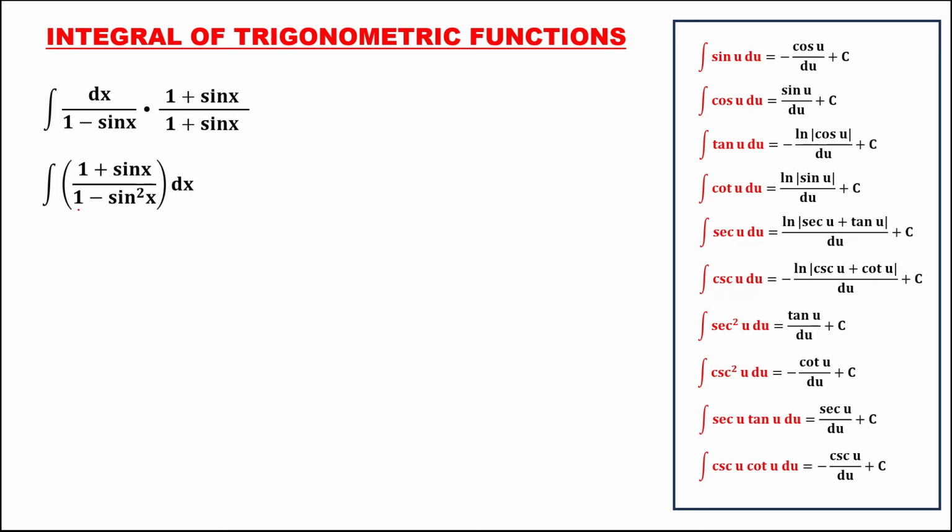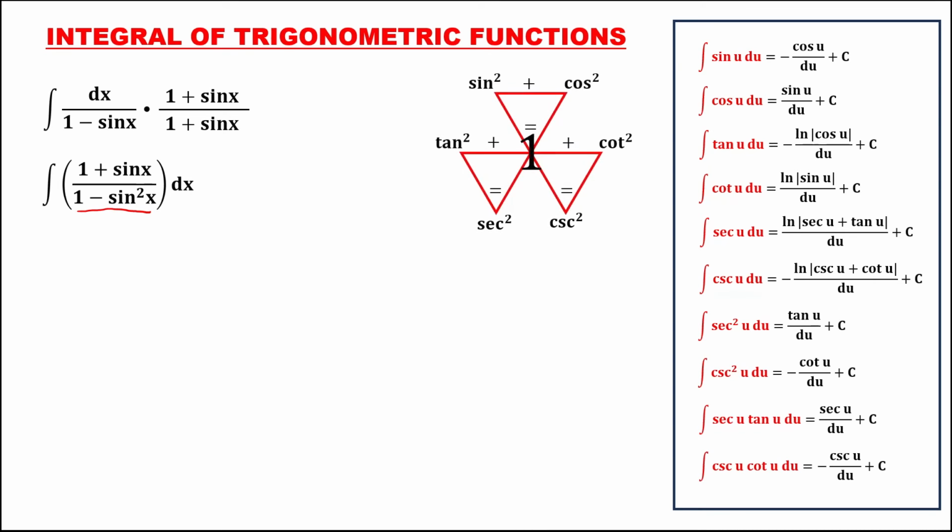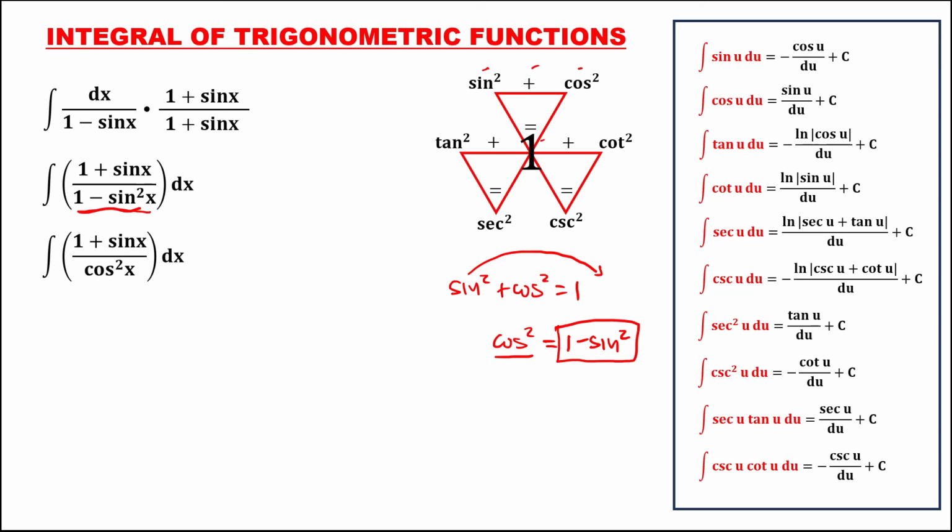Then from this, since we have this 1 minus sine squared, using this identity, sine squared plus cosine squared is equal to 1. If we transpose this sine squared to the other side, this becomes cosine squared equals 1 minus sine squared. Therefore, this 1 minus sine squared is equal to cosine squared. So we can write this equation as the integral of 1 plus sine x over cosine squared x times the dx. Then we need to separate this equation.